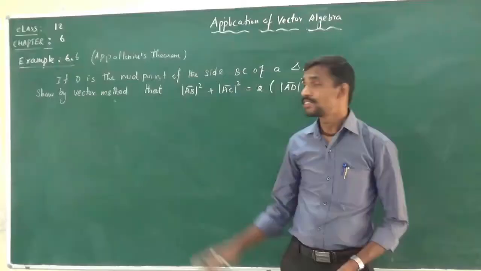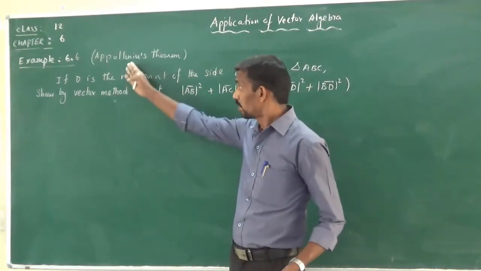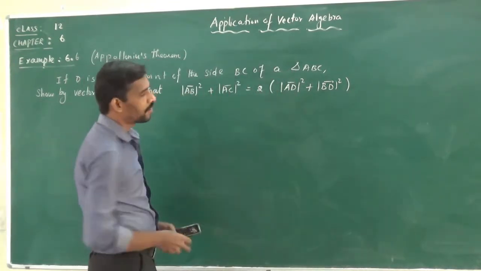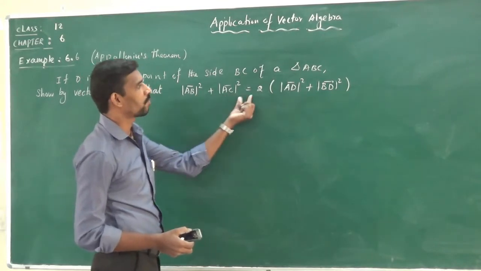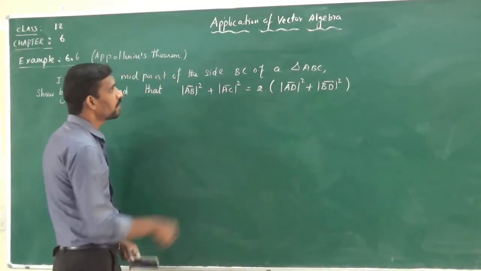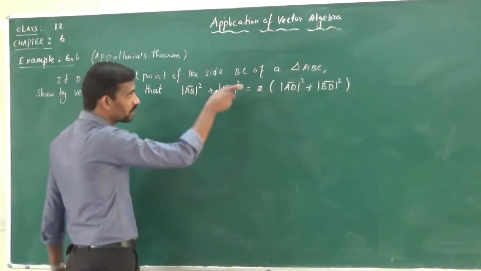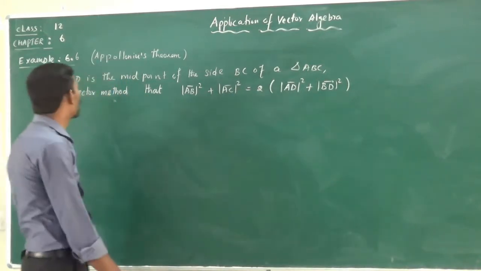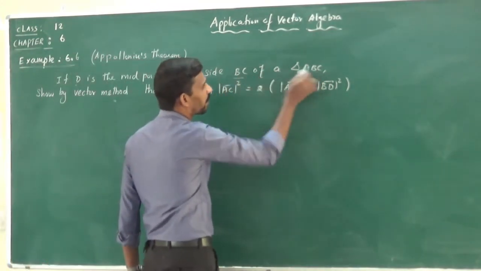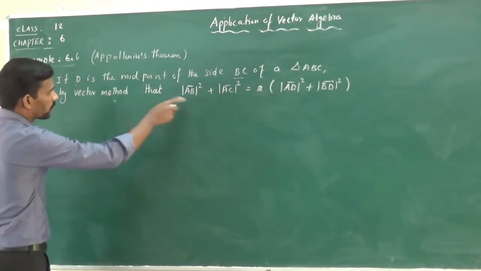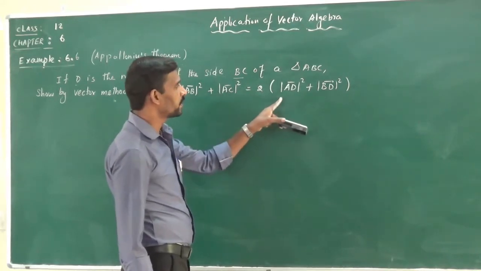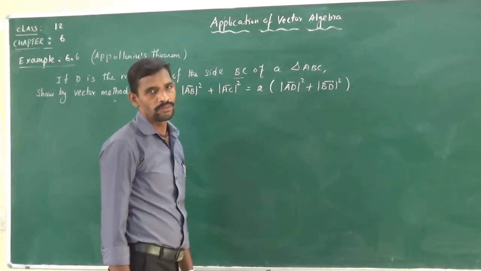Okay? Thank you, friends, this is example 6.6. This theorem is known as Apollonius theorem. In geometry in 9th standard, we are studying the relation AB square plus AC square is equal to 2 into AD square plus BD square. All the theoretical geometry, 9th and 10th standard, we are studying that. But we are going to prove this theorem by the vector method. If D is the midpoint of side BC of a triangle ABC, then show that the magnitude of AB square plus the magnitude of AC square is equal to 2 into the magnitude of AD square plus the magnitude of BD square.